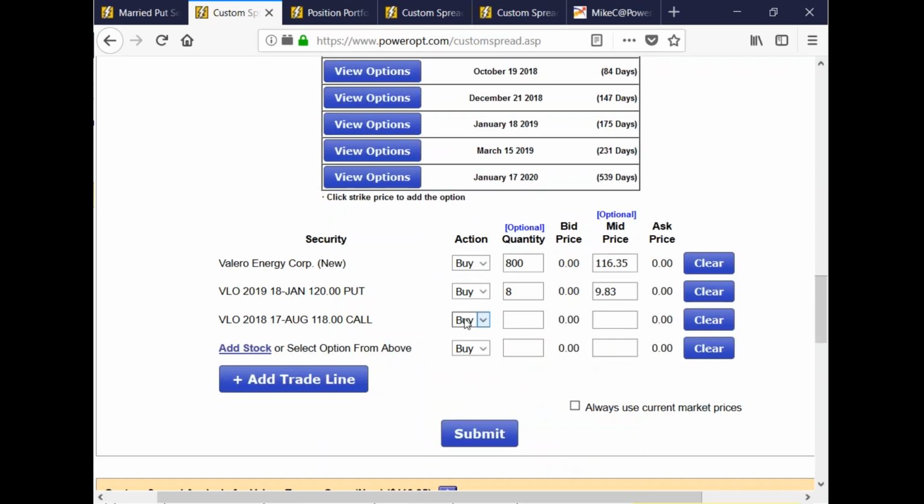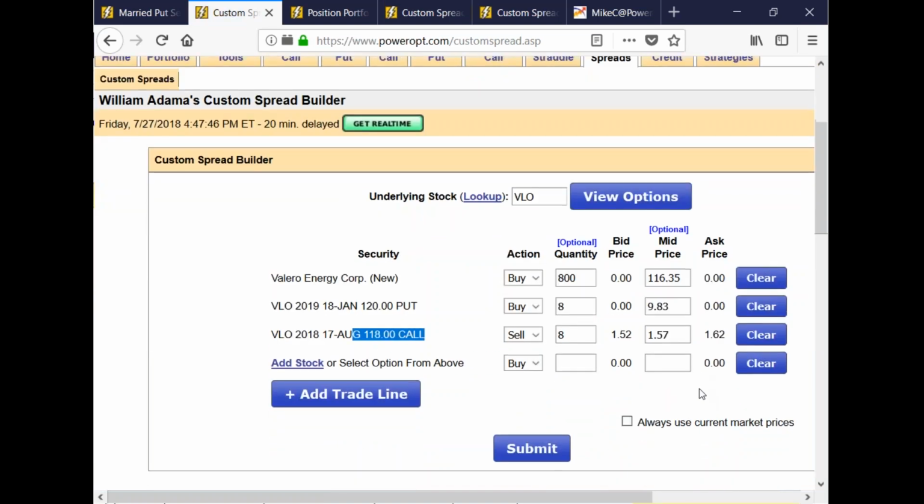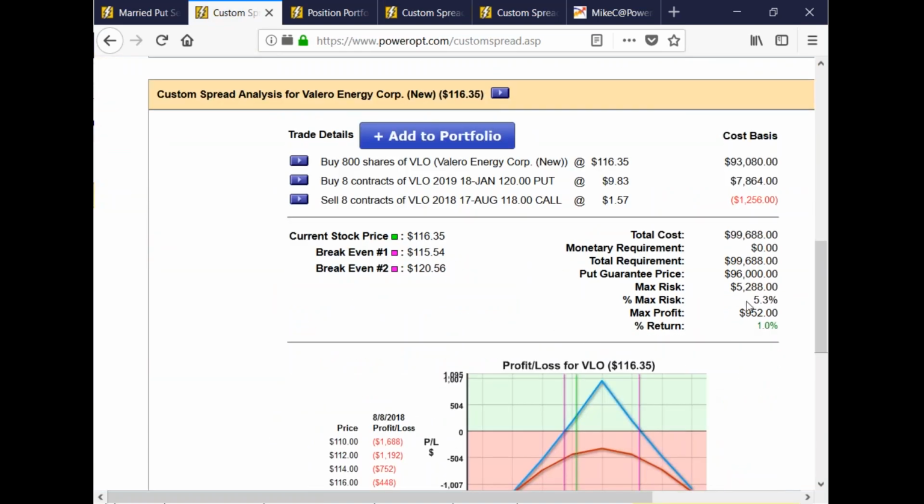So you sell the 118. Right away, I'm breaking 2 rules of radioactive trading. I never want to sell the call right away, and I never want to sell the call below the put strike price. Now my risk has gone up to 5.3%. I might make close to that $952 or $1,000 on the position because I generated income. I did generate $1,256 on the position, but it's a position as a whole.